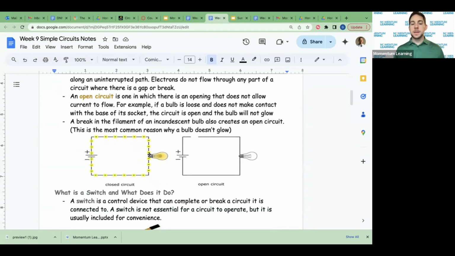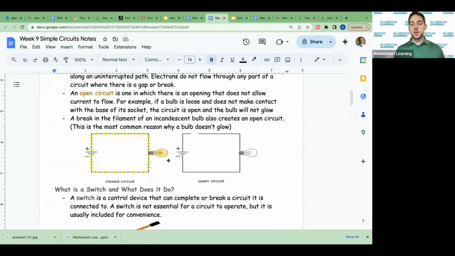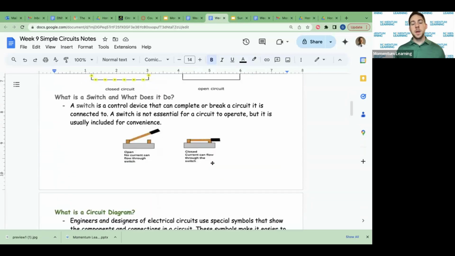So many times when we have a light bulb go out, it goes out because the filament breaks. So now there's an open circuit and the electricity can't flow through it. Right. So there's a picture showing closed versus open circuits.